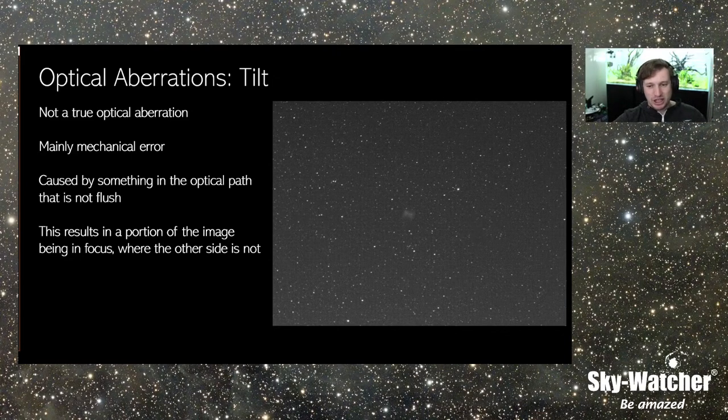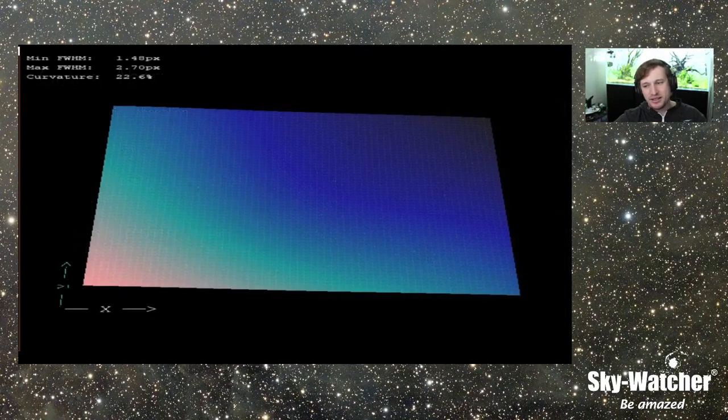Mainly an imaging issue, especially because we're putting cameras with flat sensors, filters, flatteners, OAGs. You're stacking a lot of stuff on the back of your telescope, which can cause things to bend. So that can be an issue and show up as tilt. Now, there are different ways to measure tilt. Usually you can see tilt when it's really severe. You'll notice part of your image is in focus and part of your image isn't.